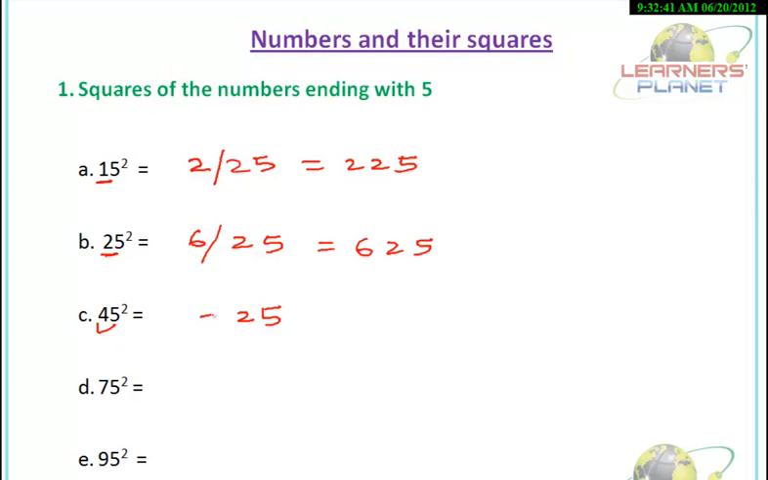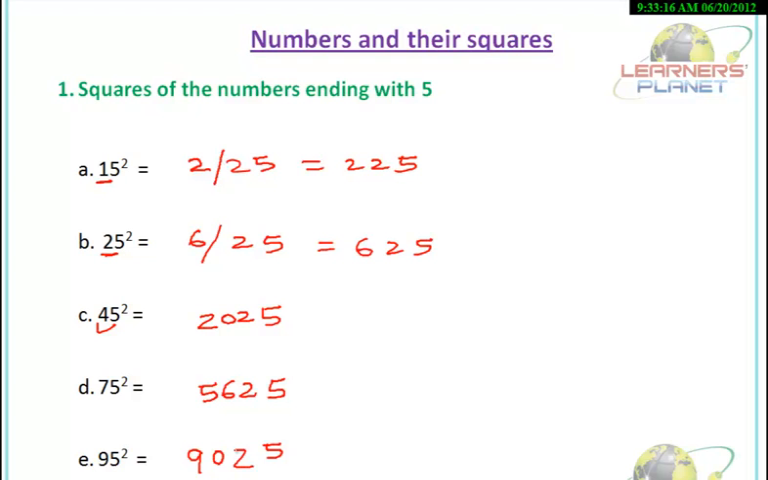4 5s are 20. Very simple. 75 square, we just write 25 as it is, then 7 into its next number, that is 8. 7 into 8 is 56. Okay, it's very easy, friends. Similarly, 95 square, 25 you just write down as it is, then 9 into 10, that is 90. Okay, the method is actually very simple. You just have to practice with it. Just do it twice or thrice, then you can even do it mentally.